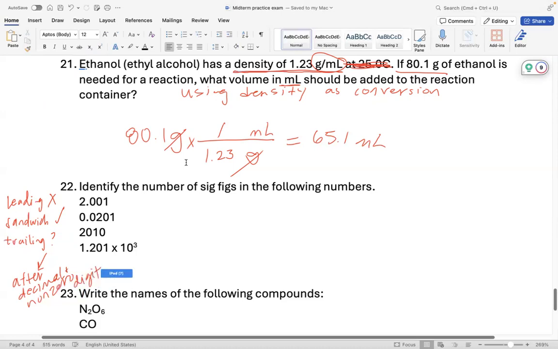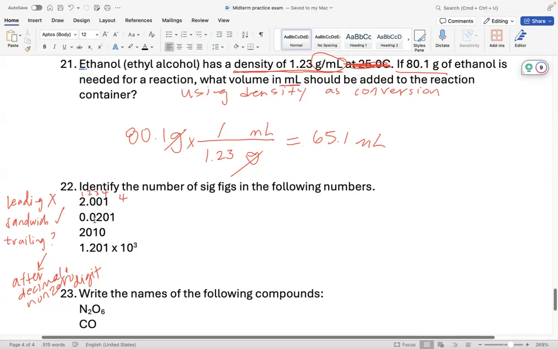All right, so this first number has 2 non-zero digits, so we know that those are significant. It also has sandwich zeros, which are significant, so that means we have 4 significant digits. I'm going to write on top here 1, 2, 3, 4. That's our 4 significant digits.